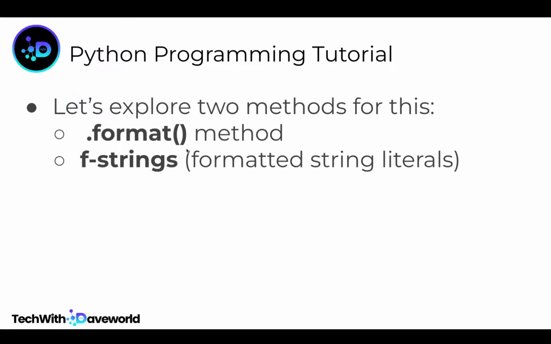There are basically two methods for this. There are more, but these are what we're going to explore mostly. We have the dot format method, and we have the f-strings method. F-string means formatted string literals, so take note of that. Now that we know we can concatenate our variable name plus the string, let's take a look at some examples together.